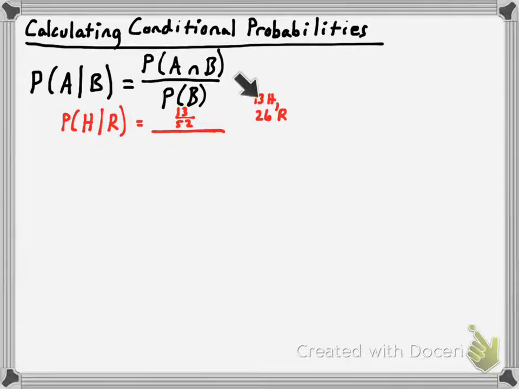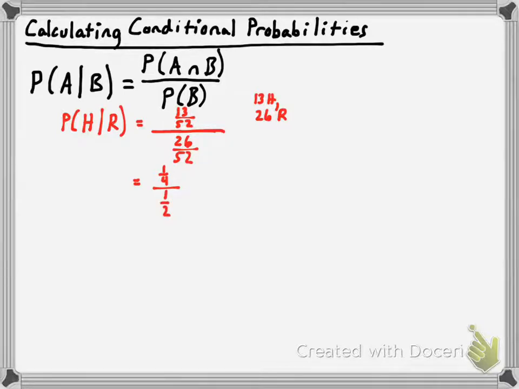And there are 26 red cards out of 52. So we'd be dividing by 26 out of 52. And then all we would do is simplify that. 13 over 52 divided by 26 over 52, that's the same thing as 1/4 over 1/2, first of all.